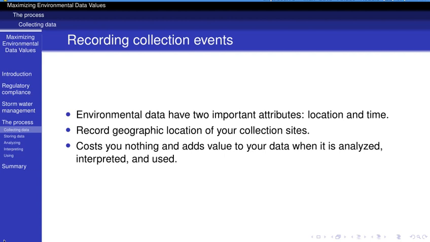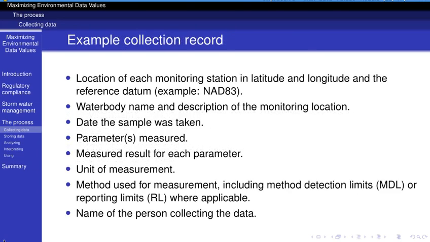A good model for your environmental data collection records is provided by Oregon's requirements for data submitted to the Department of Environmental Quality for incorporation in biannual reports required under Sections 303B and 305D of the Clean Water Act. These criteria to be collected for an example record is the location of each monitoring station in latitude and longitude and the reference datum, example NAD 83, which is the height of the site above some base level. The water body name and description of the monitoring location.